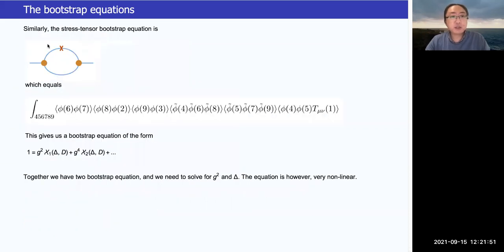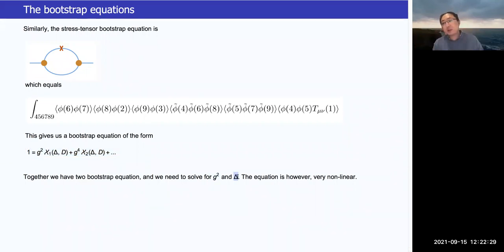Okay. Similarly for the stress tensor, and you can see that again for the intermediate coordinates, phi and phi tilde come together. So in the end, this whole diagram should look like the stress tensor between T and phi. So again, you should get an equation like this. So we have 2 equations, one coming from the renormalization of the vertex, one coming from the relation of the stress tensor 3-point function. And we have two unknown variables, right? They are basically G squared and delta.